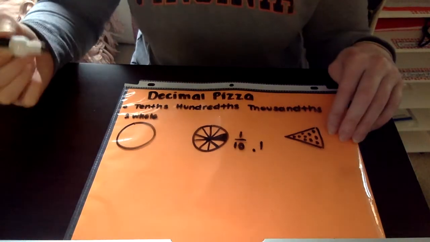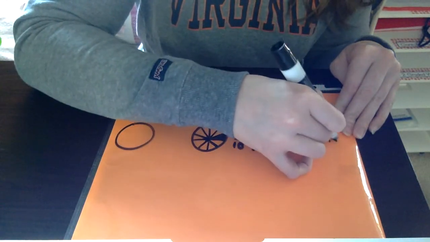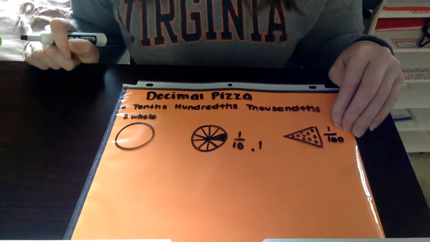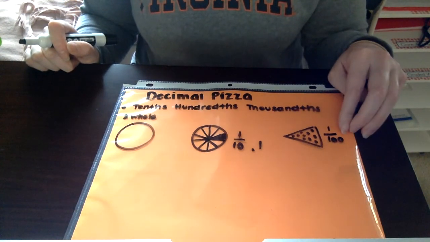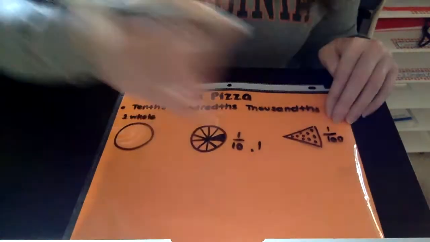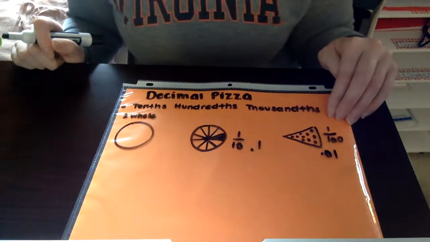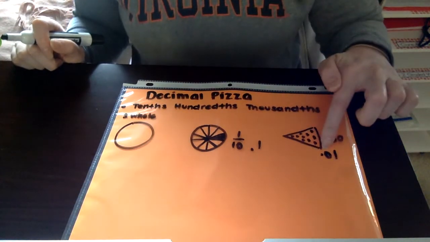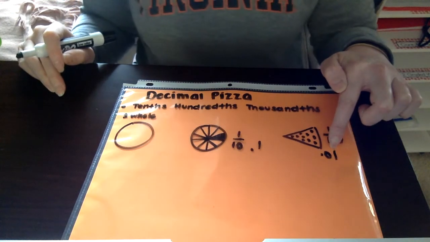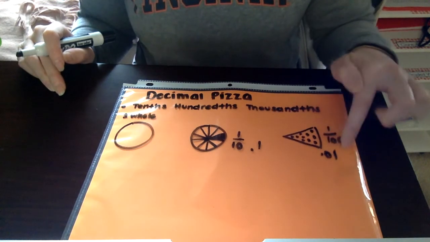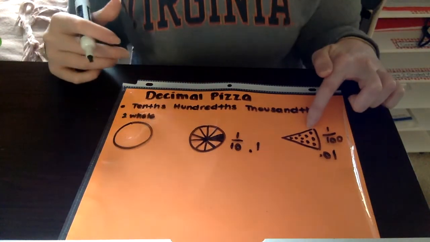If I highlighted just one of those, I would be representing 1 out of my 100 pepperonis, right? 1/100th. I can represent that as a decimal by putting a 1 in my hundredths spot, right? I need a 0 in my tenths because I have no tenths, and then I put 1 in my hundredths spot. We read that as 1/100th, right? So each of my pepperonis is going to represent 1/100th.